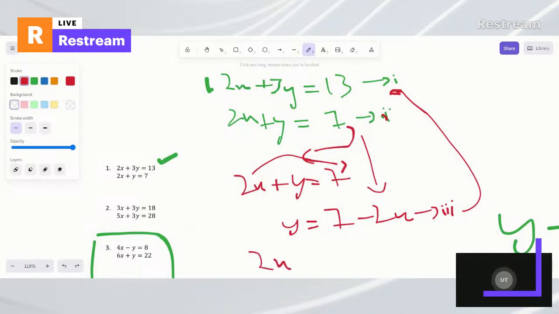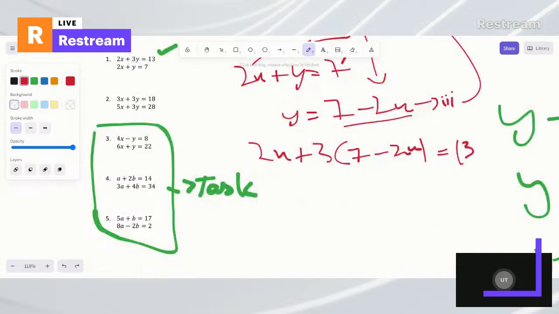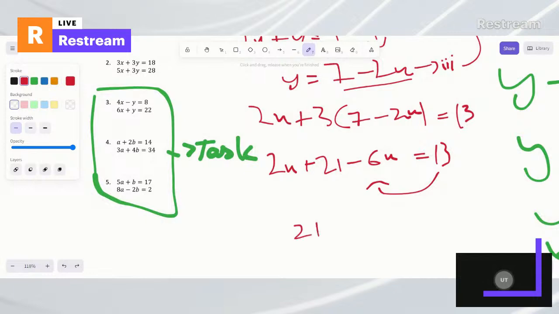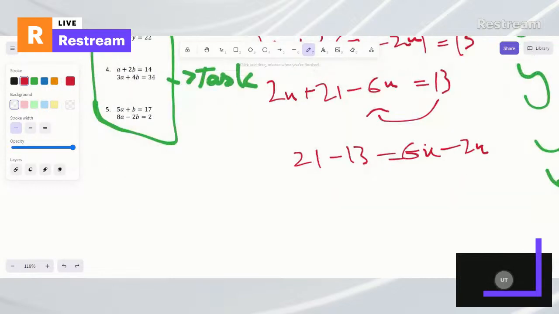So equation number 1 goes like 2x plus 3y, and now in place of y we're going to write this. So it becomes 2x plus 3 times (7 minus 2x) equals 13, right? Now to simplify this, it becomes 2x plus 3 times 7 is 21, right? And now 3 multiplied by negative 2x will become negative 6x, equals 13. All right, now 13 is going to come to this side, right? It's going to become 21 minus 13, and now negative 6x is going to go to the other side to become positive 6x minus 2x. Okay, now this will become 21 minus 13.